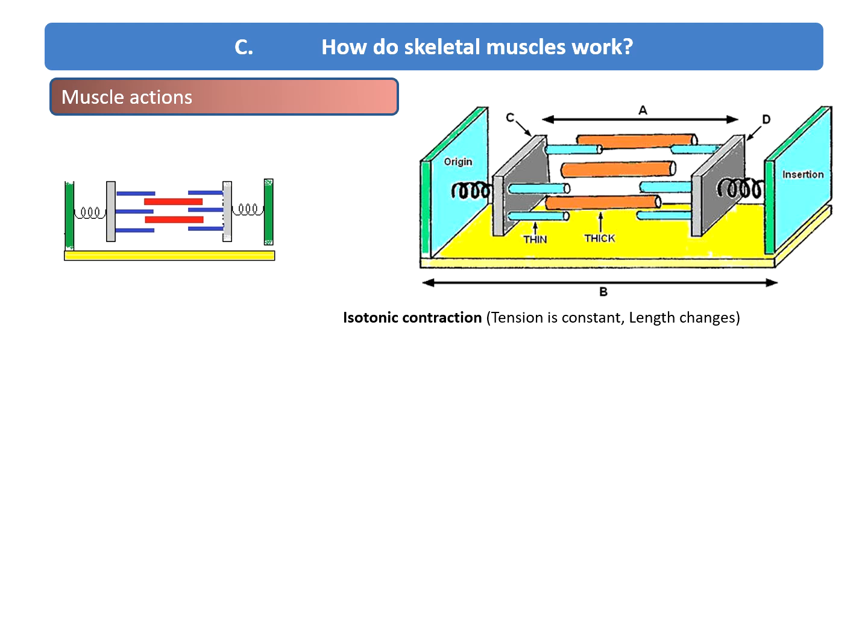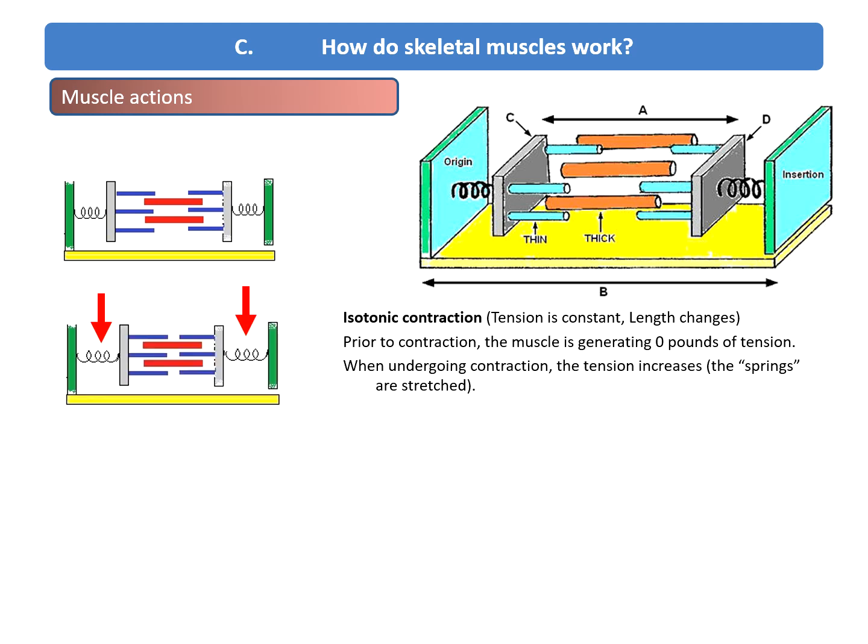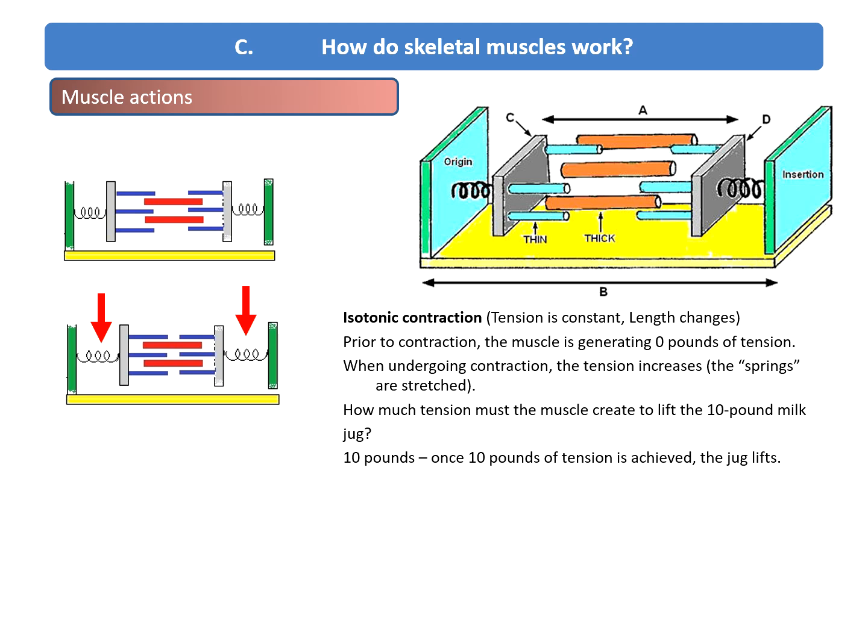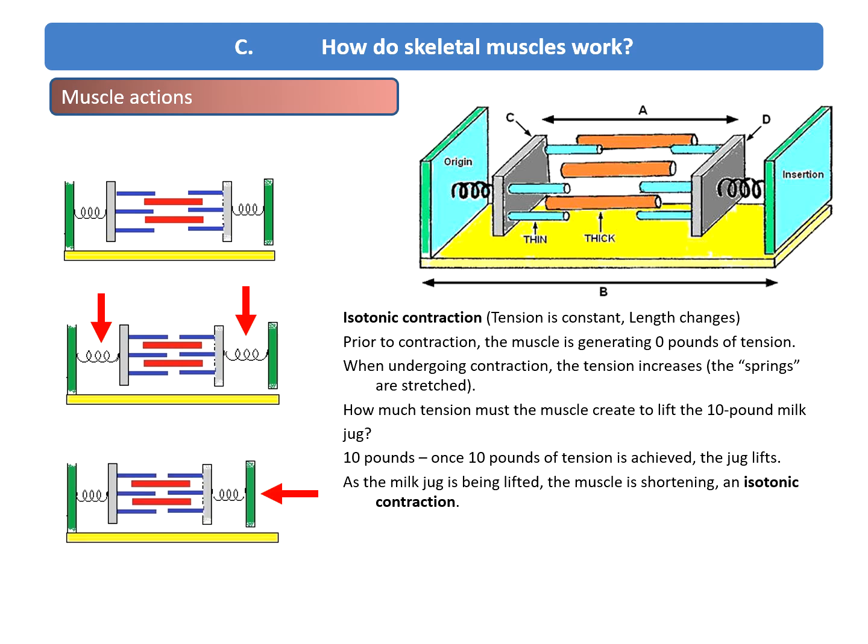Isotonic contraction. Tension is constant, the length changes. Prior to contraction, the muscle is generating 0 pounds of tension. When undergoing contraction, the tension increases. That is, the springs are stretched. How much tension must the muscle create to lift the 10-pound milk jug? 10 pounds of tension. Once 10 pounds of tension is achieved, the jug begins to lift.